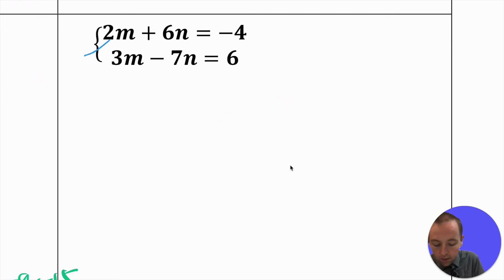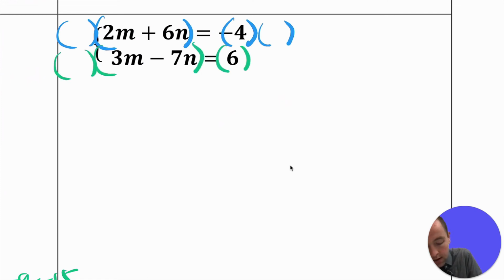You'll notice that the 2, the smaller number than the 3, doesn't go into 3 nicely, and this smaller number 6 doesn't go into 7 nicely. So you're going to have to actually multiply both equations. So multiply this equation by the same number on both sides, and then you're going to have to multiply this equation here by the same number on both sides to somehow create opposites. It does not matter if you create opposites for the m's or if you create opposites for the n's. It's totally up to you.